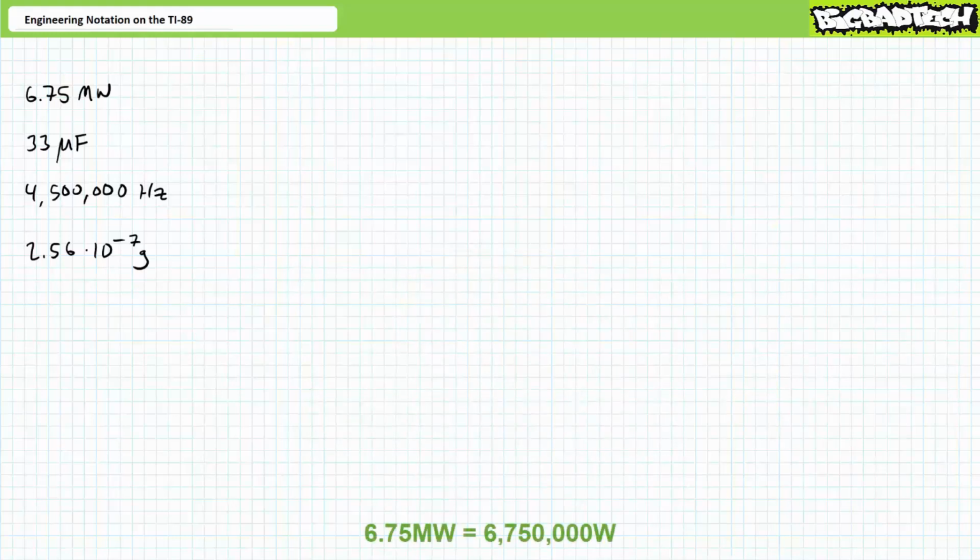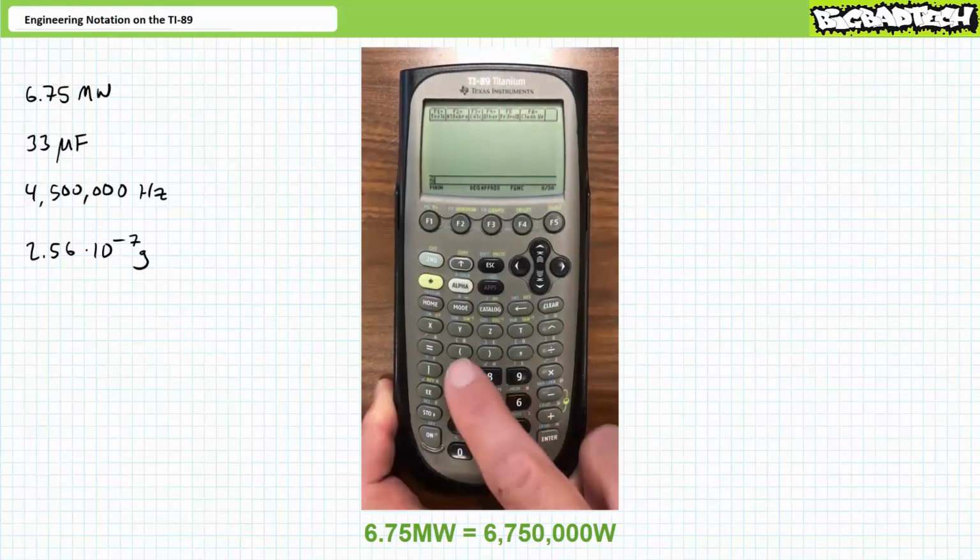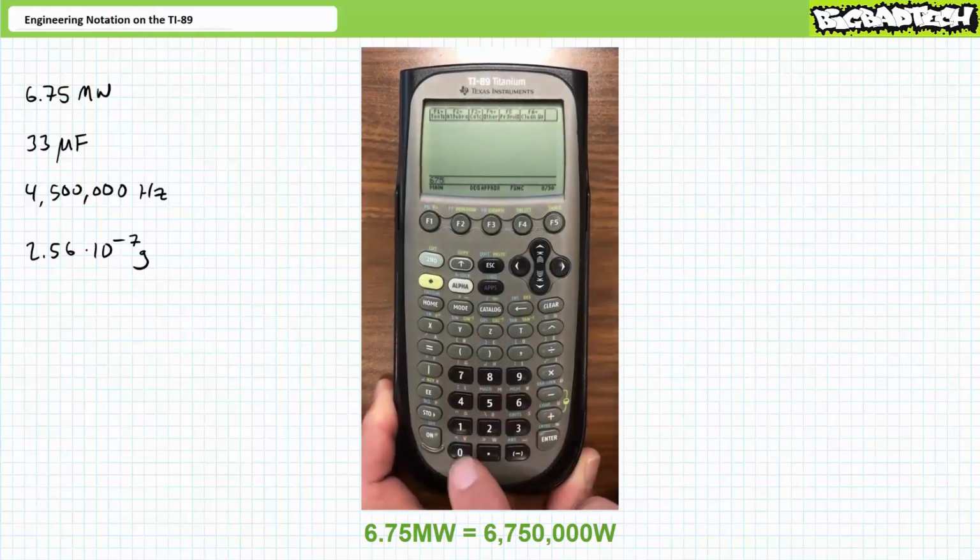6.75 megawatts could be represented as 6.75 times 10 to the 6, or 6,750,000. If you wanted to, you could enter 6, 7, 5, 4 zeros and press enter. The calculator would return 6.75E6. Although effective, this is inefficient. Go straight into engineering format.